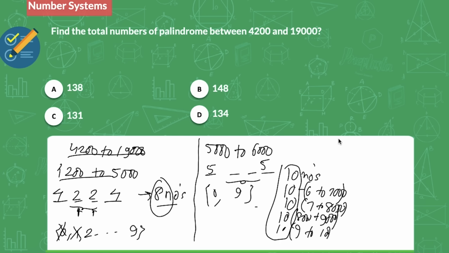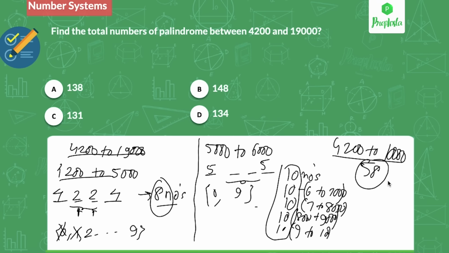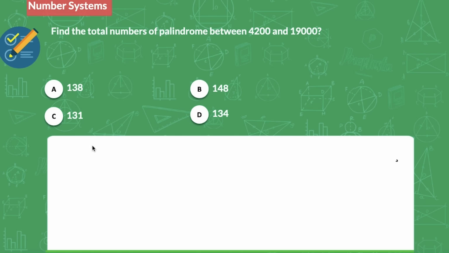So I can say between 4200 and 10,000, there will be 58 palindromes possible. Yes, there are 58 such numbers.